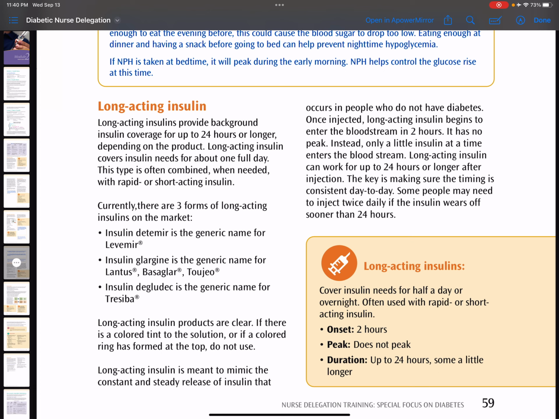There are 3 forms of long-acting insulin on the market right now. Insulin detemir, the generic name for Levemir, insulin glargine, the generic name for Lantus, Basaglar, Toujeo, and insulin degludec is the generic name for Tresiba.